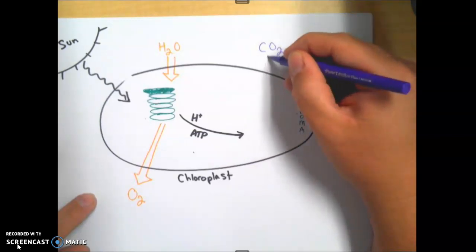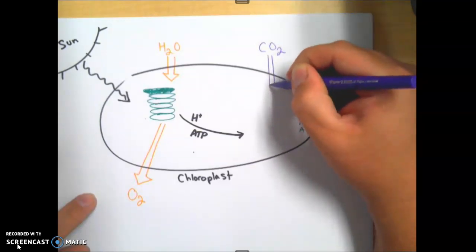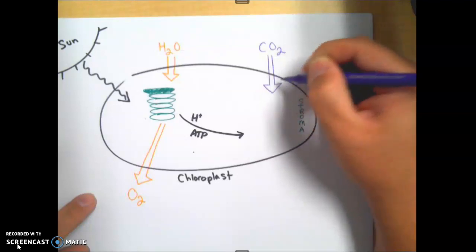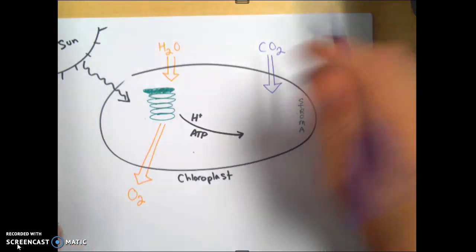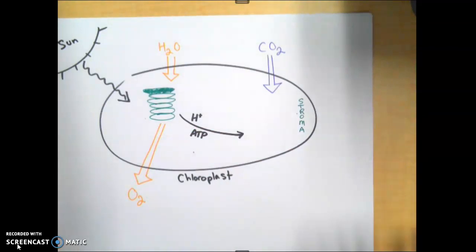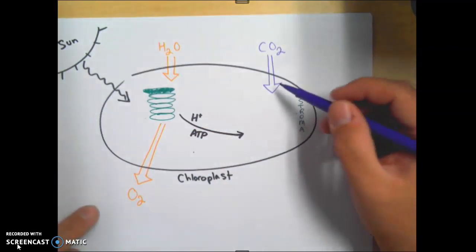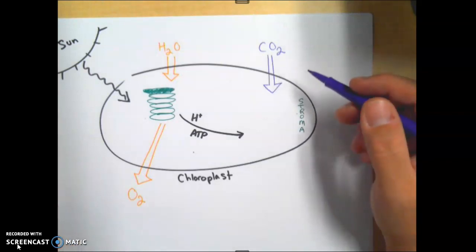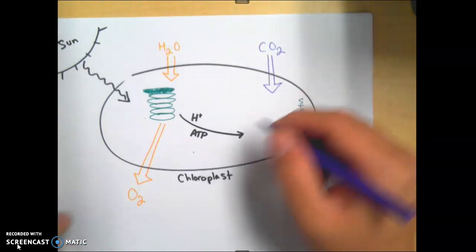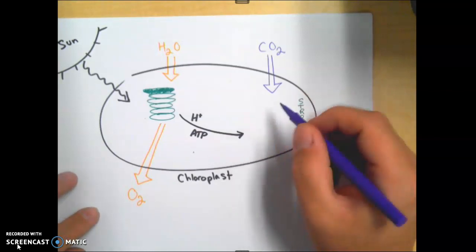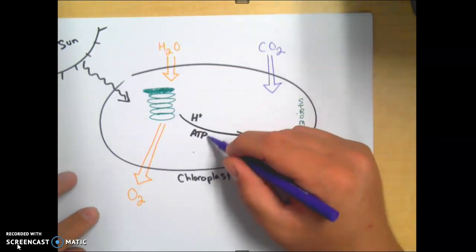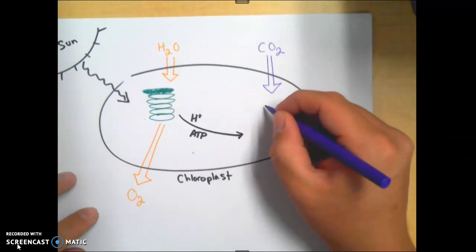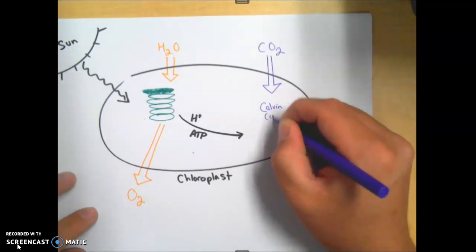Okay, it's going to enter into the plant through the leaves, and it will be trapped in this empty space, the spongy mesophyll space, and it is going to then be stored here in the stroma of the chloroplast. And what's going to happen right here is we are going to use this ATP that was made, bring it over, and have something called the Calvin cycle take place.